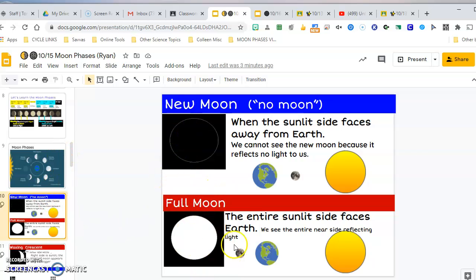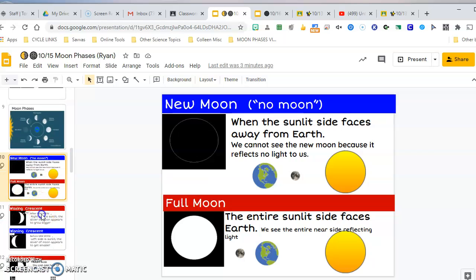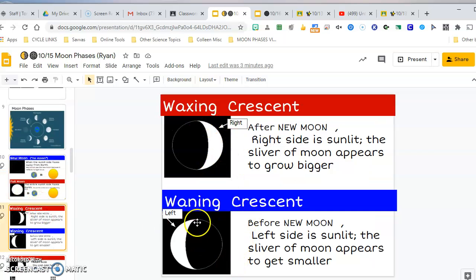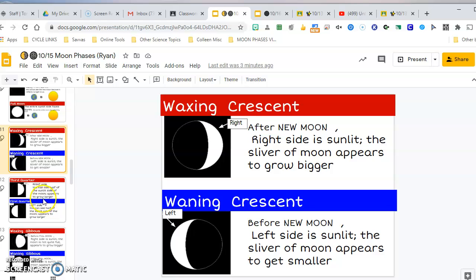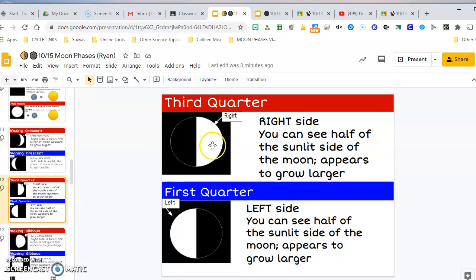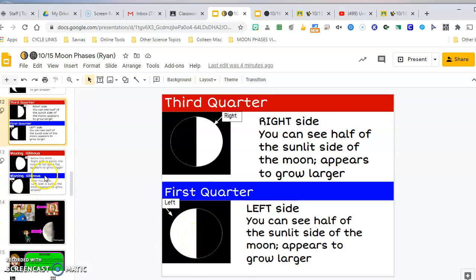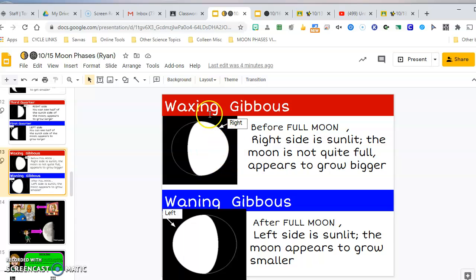New moon and full moon are opposite each other. And if you look in this diagram here, you can see the alignment of Earth, moon, sun. That would create new moon. And then we have full moon: moon, Earth, sun. So the moon is on opposite sides as it revolves around the sun. Waxing crescent is lit on the right, waning crescent lit on the left. Waxing getting bigger, waning getting smaller. Third quarter, again opposite. Third quarter is waxing, it's lit on the right. First quarter is waning, it's lit on the left. Gibbous is not quite full, lit on the right, waxing gibbous, lit on the left, waning gibbous.